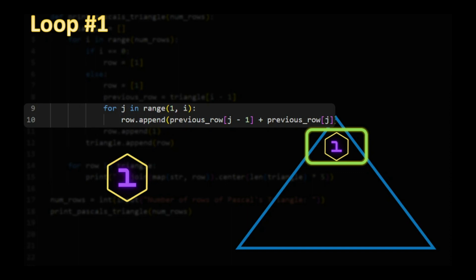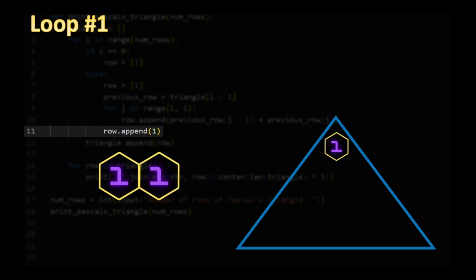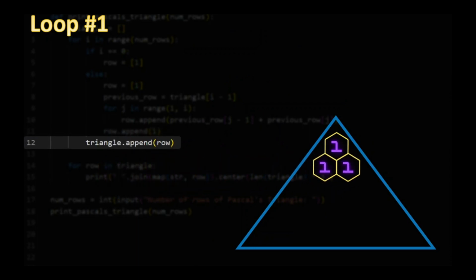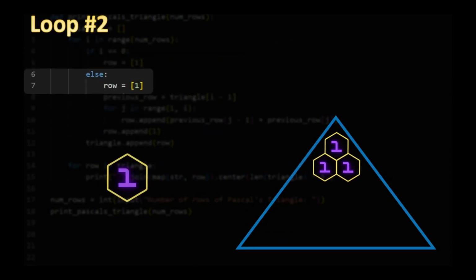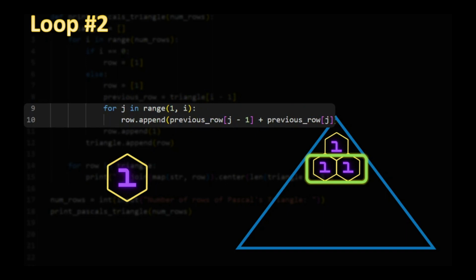In this case, since there's only a single item in the previous row, that line of code will not run. The line of code will make more sense later in the video, but for now let us just add a closing 1, then add the row to the triangle. Next loop, it will also fall on the else block. Create a 1, then select the previous row. This time, the previous row has two elements, so the subloop will run one time.